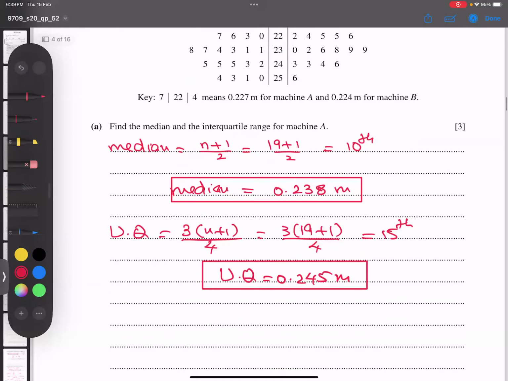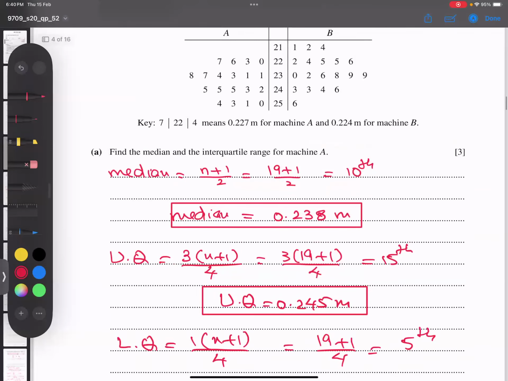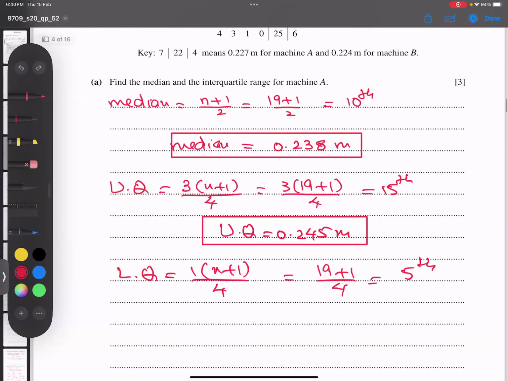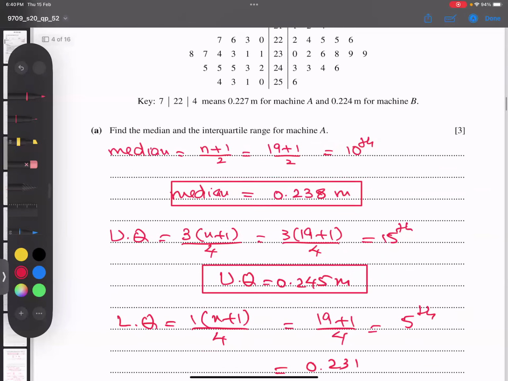All right, let's talk about the lower quartile, and the formula for the lower quartile is 1/4 of (n plus 1). So if I apply this formula, 19 plus 1, 20 divided by 4, we get the 5th term. Because 1/4 is the lower and 3/4 is the upper. 1/4 is also called 25%. The 5th term is this 0.23 and 1, so 0.231. Let me recheck. Yes.